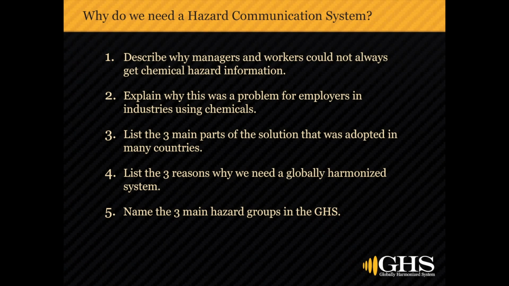After the next few minutes, we will be able to describe why managers and workers could not always get chemical hazard information. We will be able to explain why this was a problem for employers and industries using chemicals. We will be able to list the three main parts of the solution adopted in many countries. We will be able to list three reasons why we needed a globally harmonized system. We will be able to name the three main hazard groups in the GHS.